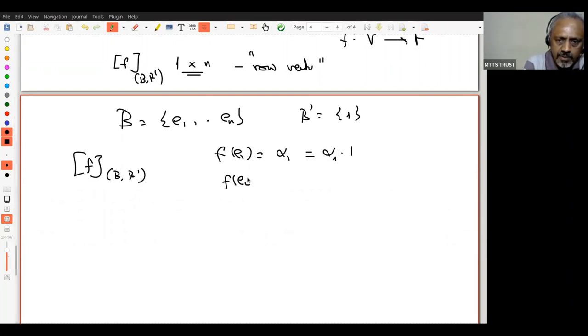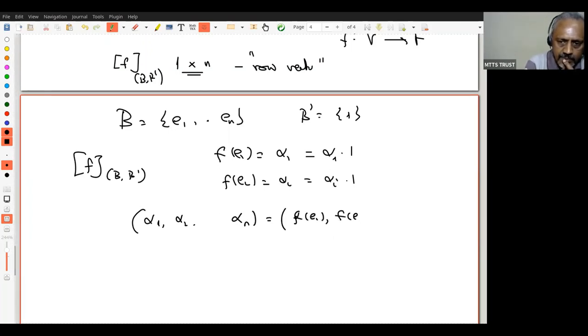And f of ei equals alpha i, which is alpha i times 1. Therefore, the first column will be alpha 1, the second column will be alpha 2, the nth column will be alpha n. But what is alpha i? f of e1, f of e2, and f of en. So this is a 1 cross n matrix.